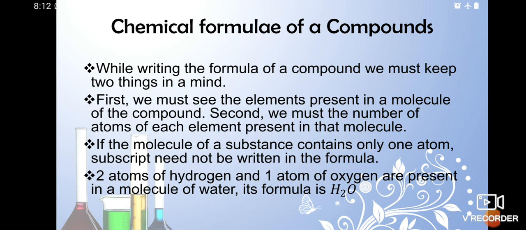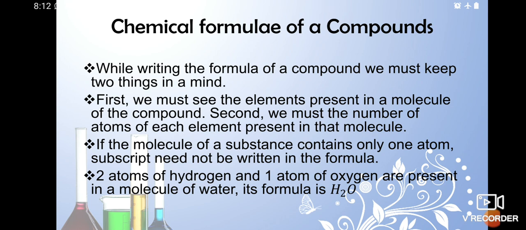Okay, students. If the molecule of a substance contains only one atom, a subscript need not be written in the formula. I will explain this by taking an example. That is, 2 atoms of hydrogen. We have taken 2 atoms of hydrogen and 1 atom of oxygen, and by combining these, we get water. That is the water molecule. How do we write the formula?